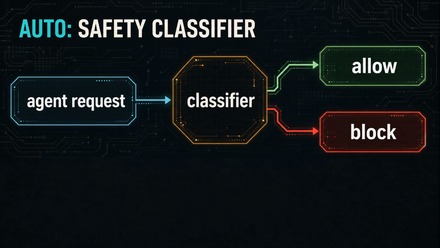Fair concern. Auto is a research preview, and eligibility depends on plan, admin settings, model, and provider. The honest framing is, when the classifier is uncertain, the prompt comes back. So the failure mode is more interruption, not silent action. The mode is a middle path, not a guarantee.